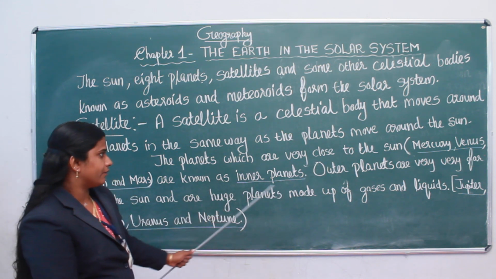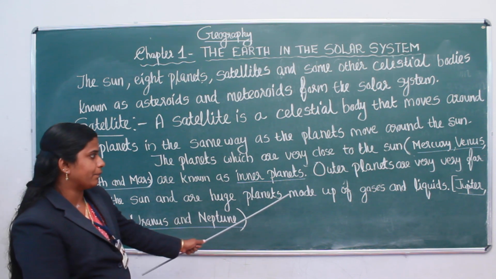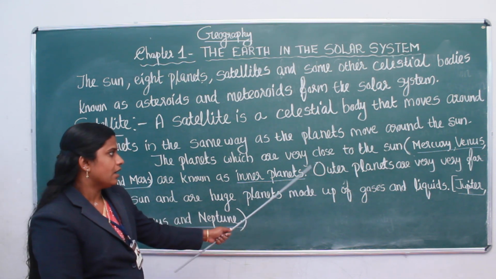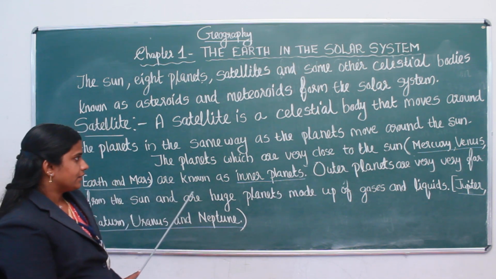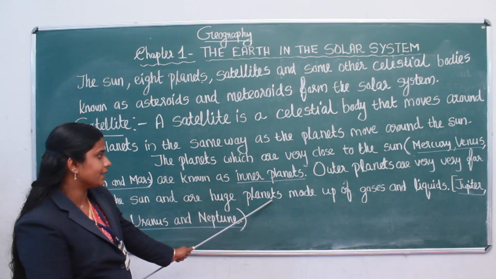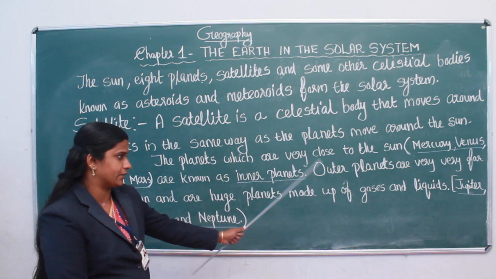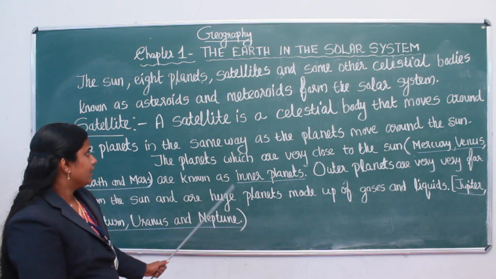Outer planets are very far from the sun and are huge planets made up of gases and liquids. They are Jupiter, Saturn, Uranus and Neptune.